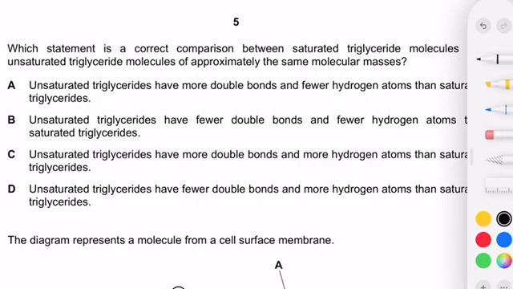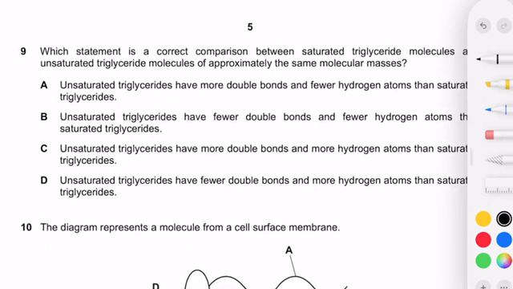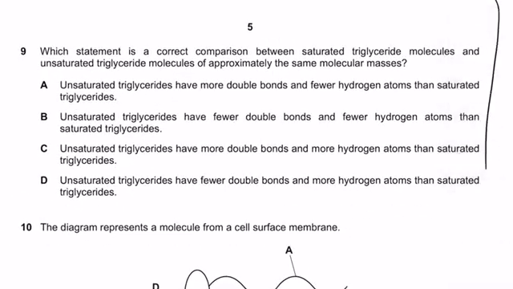Which statement is correct for comparison between saturated triglyceride molecules and unsaturated triglyceride molecules of approximately the same molecular mass? So, saturated and unsaturated. Unsaturated triglycerides have more double bonds and fewer hydrogen atoms than saturated. That is actually true. Unsaturated triglycerides have fewer double bonds? That is wrong. Unsaturated triglycerides have more double bonds and more hydrogen atoms?